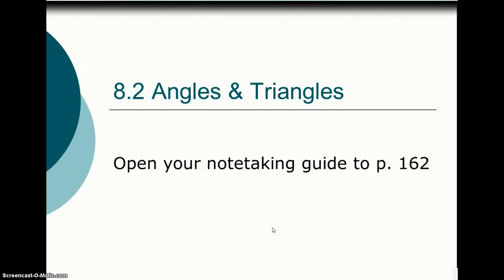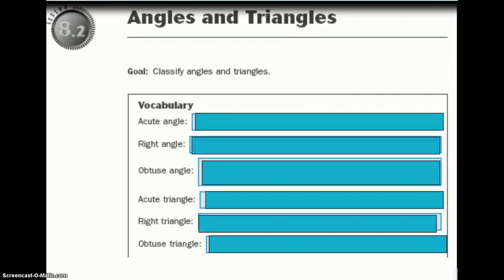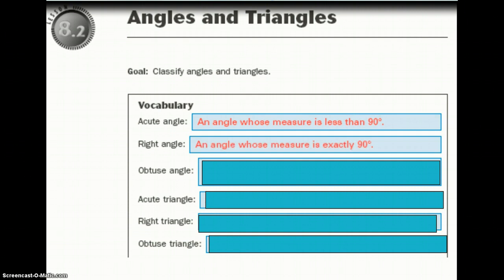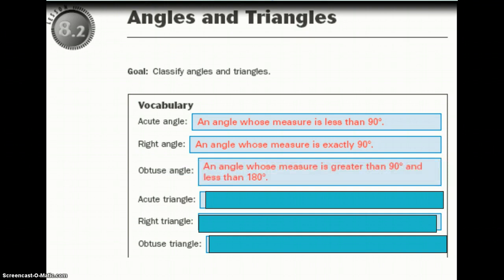Lesson 8.2, Angles and Triangles. An acute angle is an angle whose measure is less than 90 degrees. A right angle is an angle whose measure is exactly 90 degrees. An obtuse angle is an angle whose measure is greater than 90 degrees and less than 180 degrees.